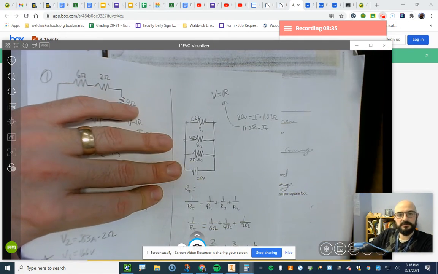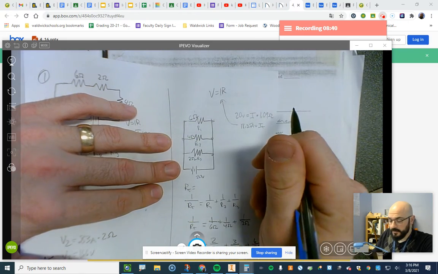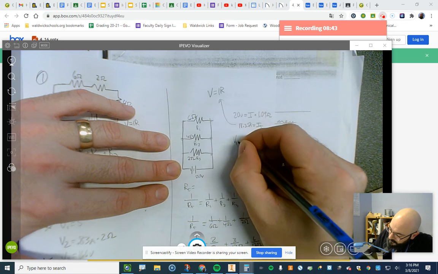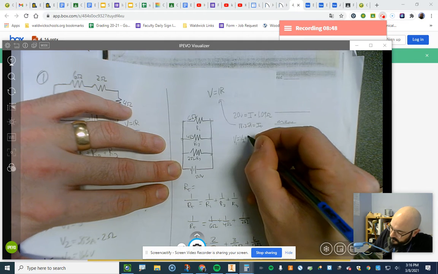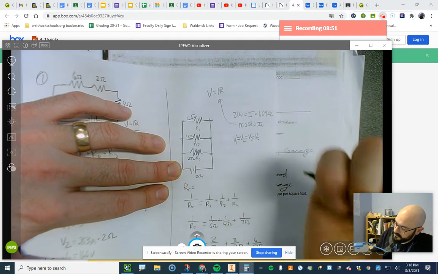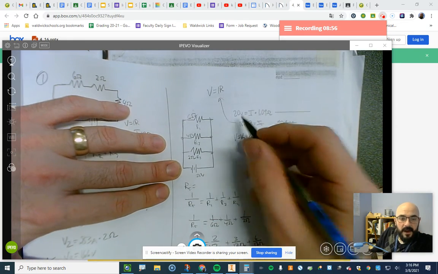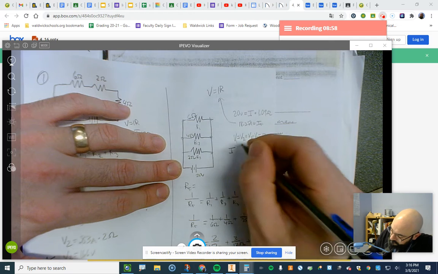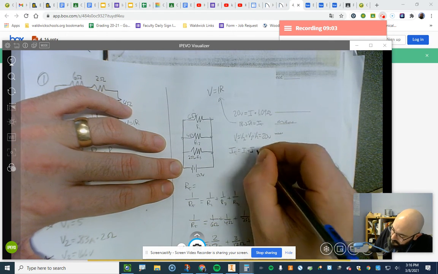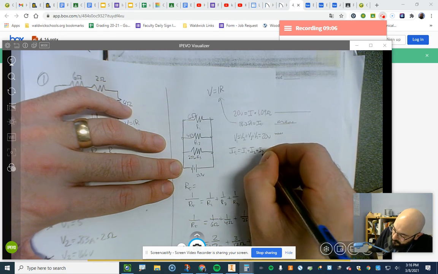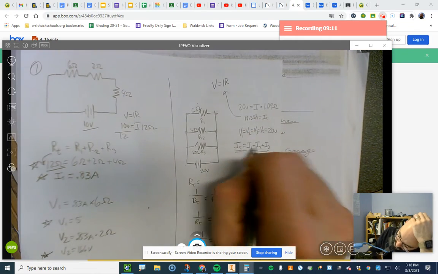Let's see. Voltage for each resistor, current for each resistor. So V1 is equal to V. This is a parallel circuit. So V1 is equal to V2, which is equal to V3, which is equal to VT. So it's equal to the same thing, 20 volts. Easy. But now we need our current. Okay, so IT equals I1 plus I2 plus I3. Okay. This is how we're going to check our work.